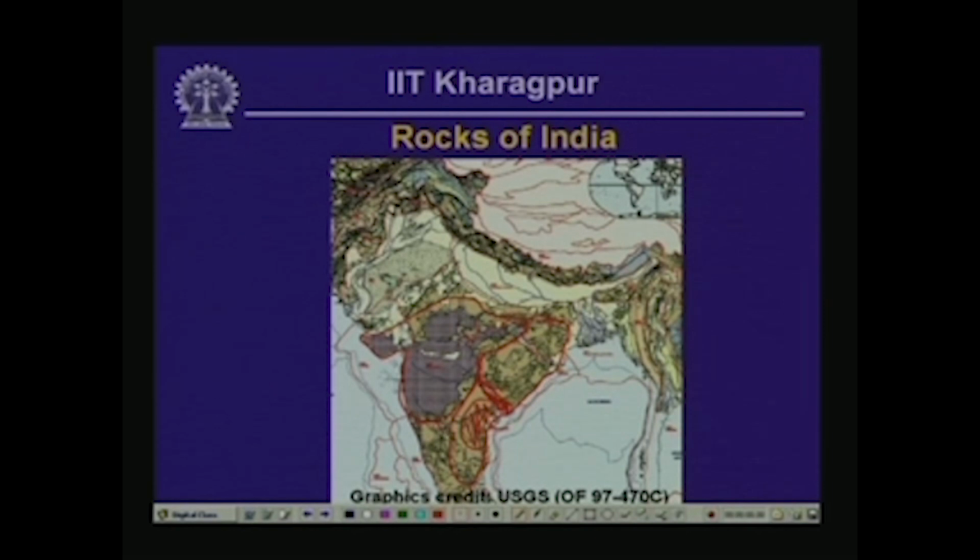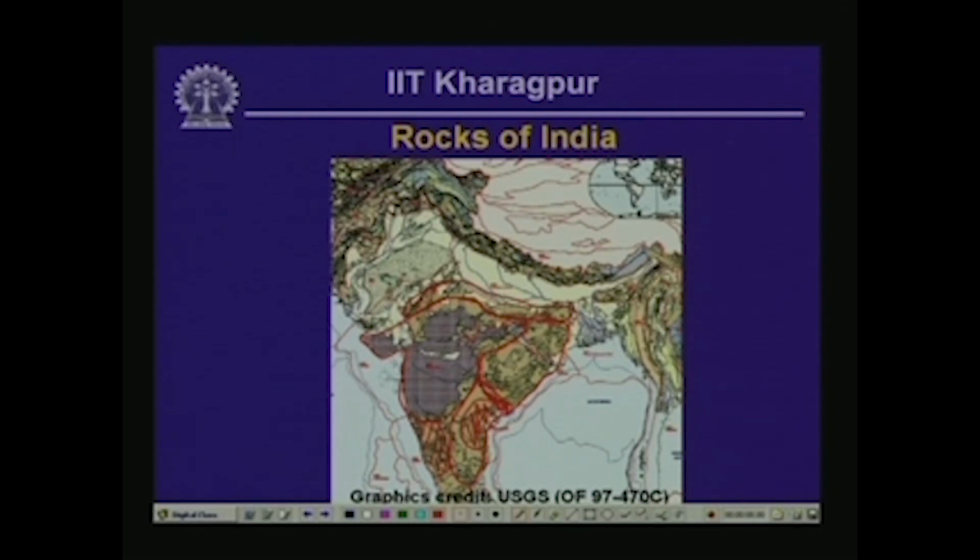On the west coast, in this area, you have got granite, phyllite, schist and quartzite. This type of metamorphic and volcanic rock is found over in this area.